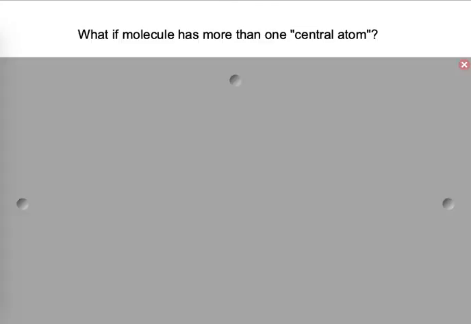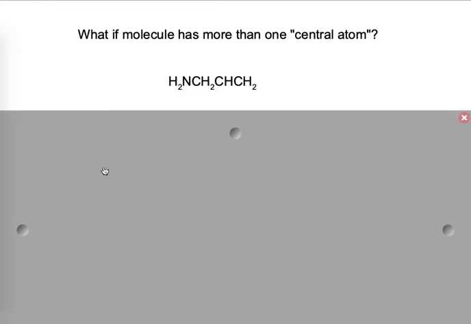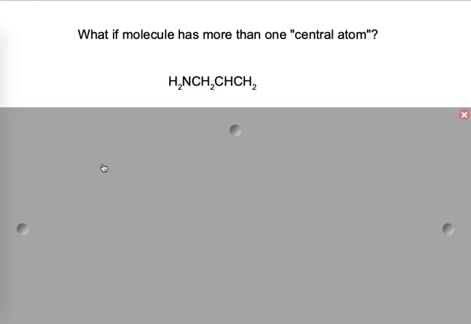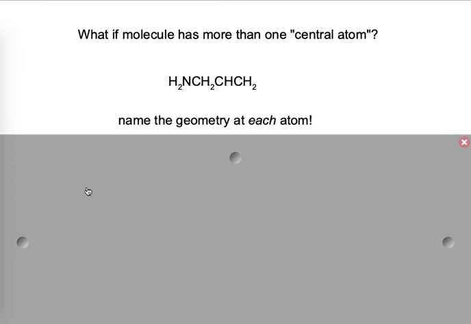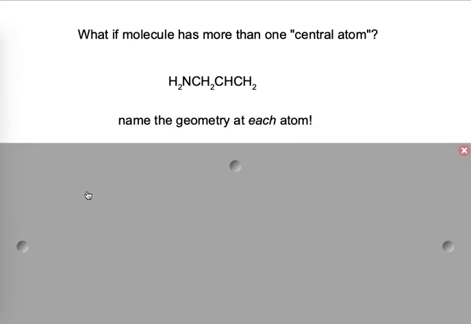Now, what if the molecule has more than one central atom? Okay? All the examples I looked at so far, there was just a single atom in the middle with 2, 3, or 4 atoms bonded to it. Well, let's take an example. If I give you the formula H2N, CH2, CH, CH2, we can't give one word to describe the geometry of the entire molecule, but what we can do is name the geometry at each atom.